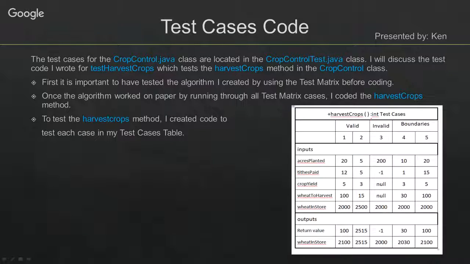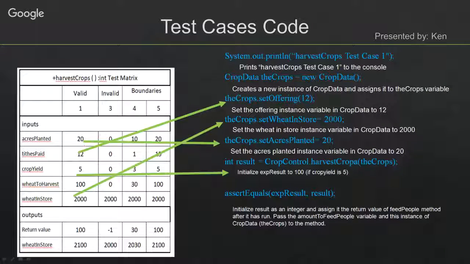Here are my test cases. Obviously, you can see I've got my acres planted and all my inputs and my valid and invalid types. And as you can see, here's an example of me setting that into the test cases with pseudocode and things like that. So if acres planted is 20, tithes paid is 12, and my crop yield would be 5, because it has a random variable between 2 and 6, so it would be 5, which we would expect to have if my crop yield is 5. The expected result would be 100, and so that would be perfect, and it would go into the code and come back as positive, so we're good there.